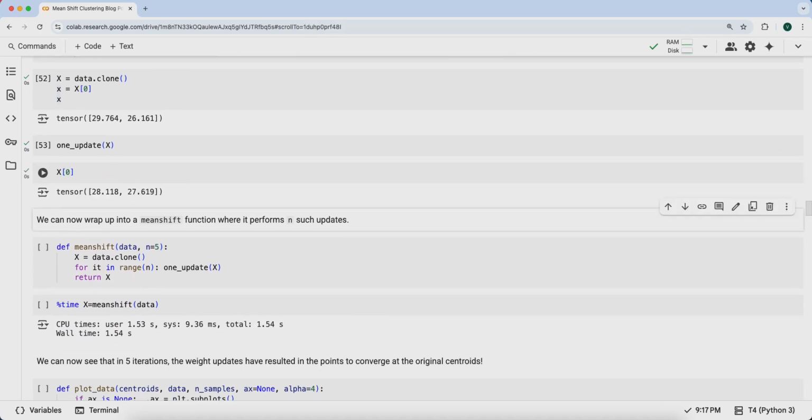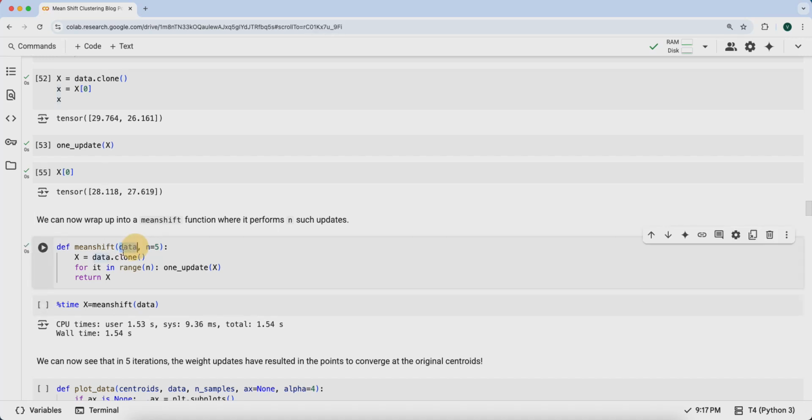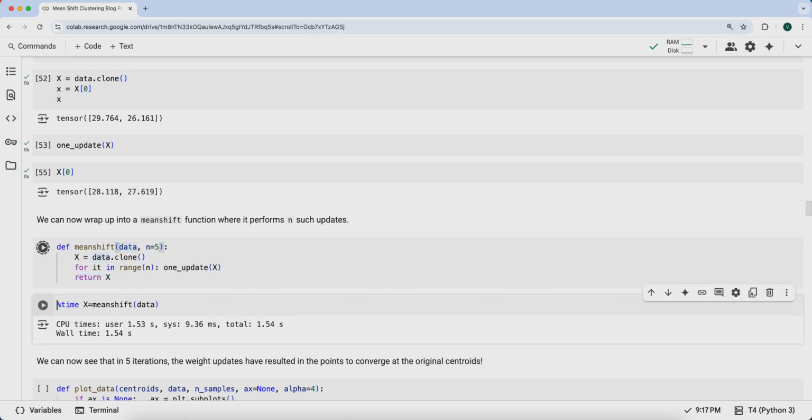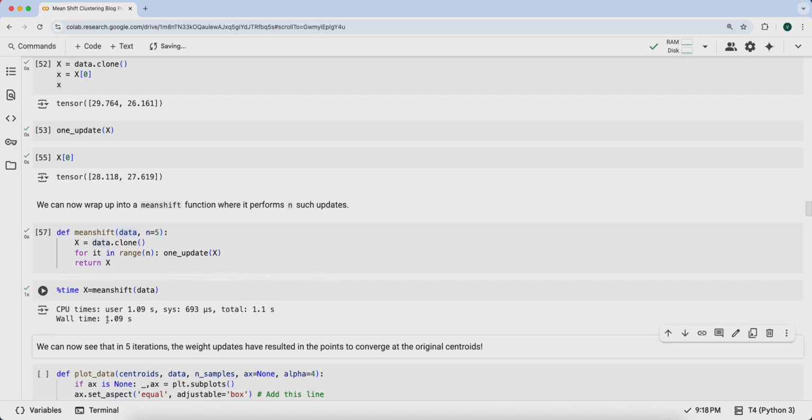So we're going to now wrap this into a mean shift function. I'm going to take some data, I'm going to clone it, I'm going to iterate through however many steps I want to do, by default 5. I'm going to perform the update for that step, so I'm going to take the weighted average of all other points for each point, and then I'm going to return x, and this is going to take about 1.5 seconds on the CPU. In this case, it was 1.09.